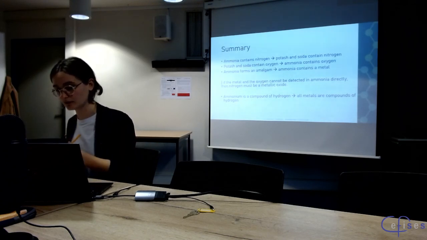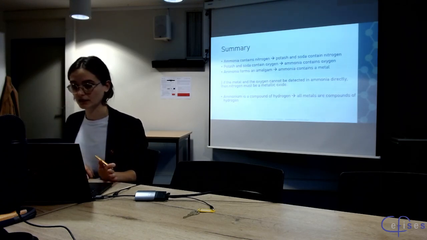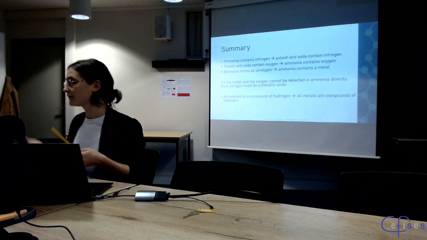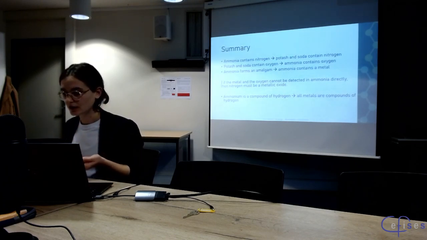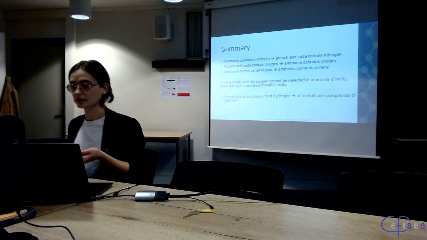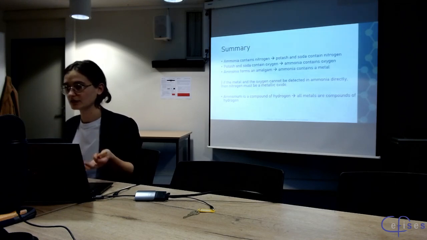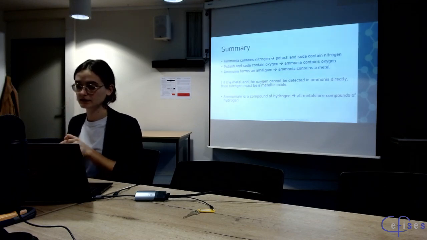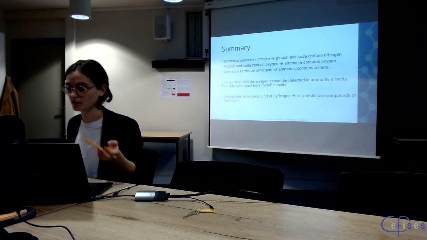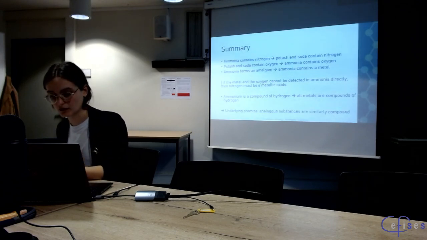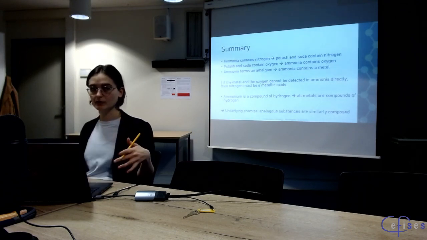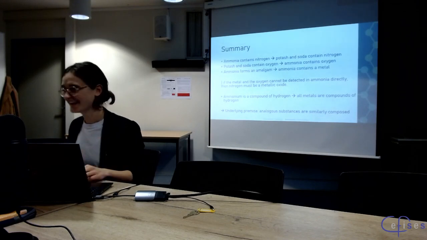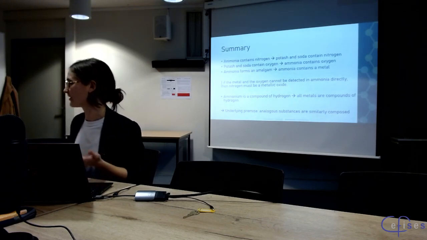Ammonia forms an amalgam, therefore it has to contain a metal. If oxygen and the metal cannot be detected in the ammonia directly, then it has to be somewhere else, so probably nitrogen must be a metallic oxide. And then lastly, Davy's argument was that ammonium is a compound of hydrogen, therefore all metals are compounds of hydrogen. So in all of these arguments, the premise is, again, that analogous substances are similarly composed.